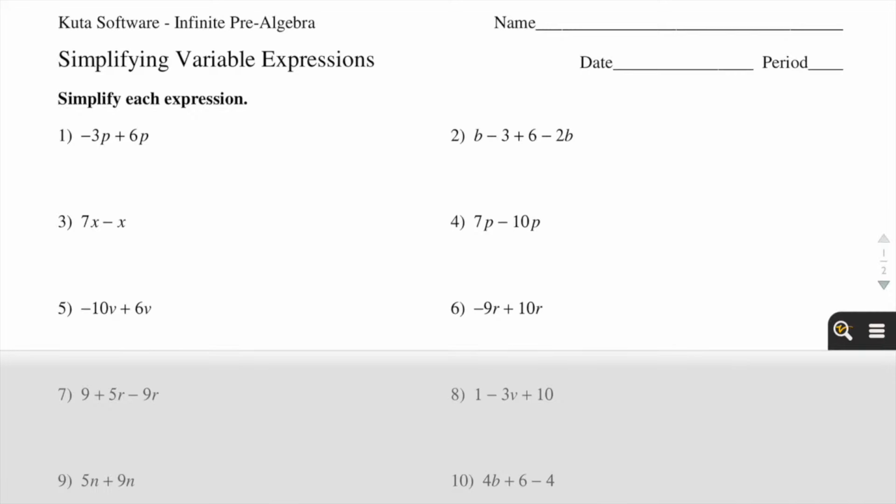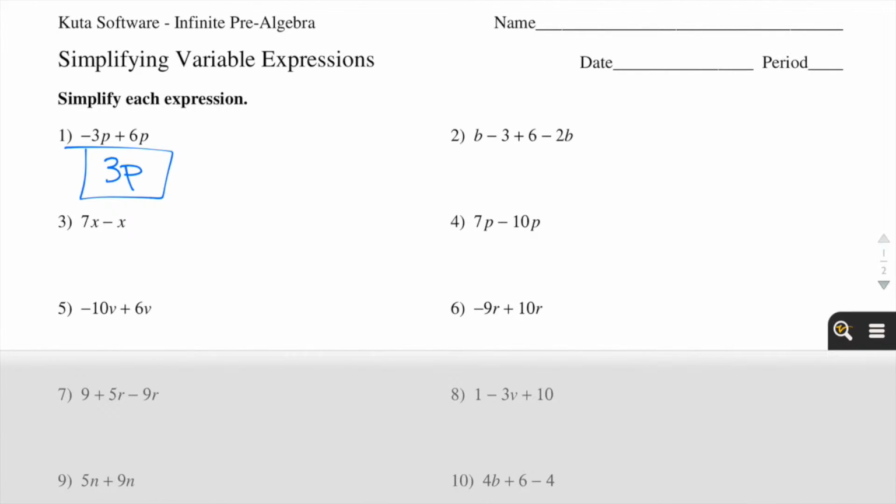We have negative 3p plus 6p. So what we're doing on this is what we call combining like terms. Because they both have a p, they're called like terms. So we're able to add the negative 3 and the 6. Think of the p as an object. We'll call it an apple. So let's just say you have negative 3 apples and then plus 6 apples. You end up getting 3 apples, or number 1, 3p.